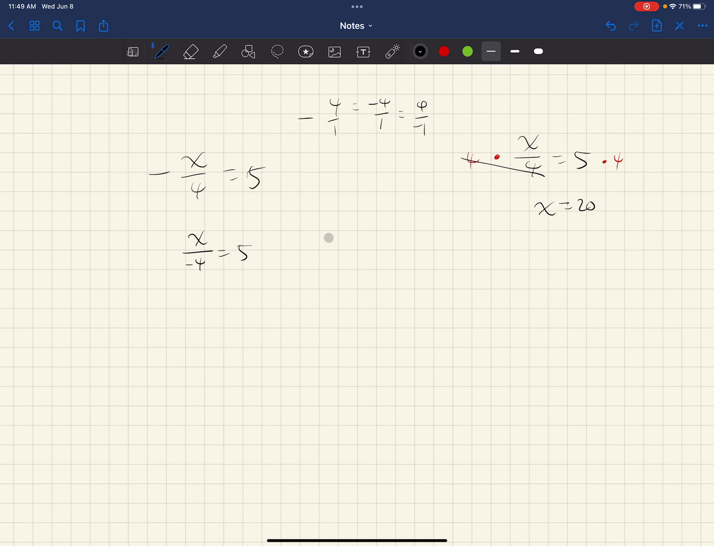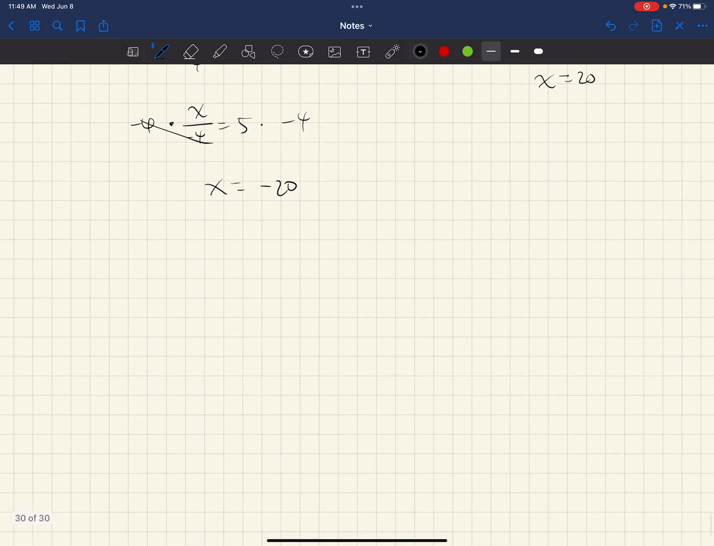So what I'm going to do is I'm going to multiply negative 4 here, multiply negative 4 here. What's going to happen is this is canceling out, right? The opposite of division. So if I cancel this out, I have x is equal to 5 times negative 4, which is negative 20. So this is how you do these types of problems.